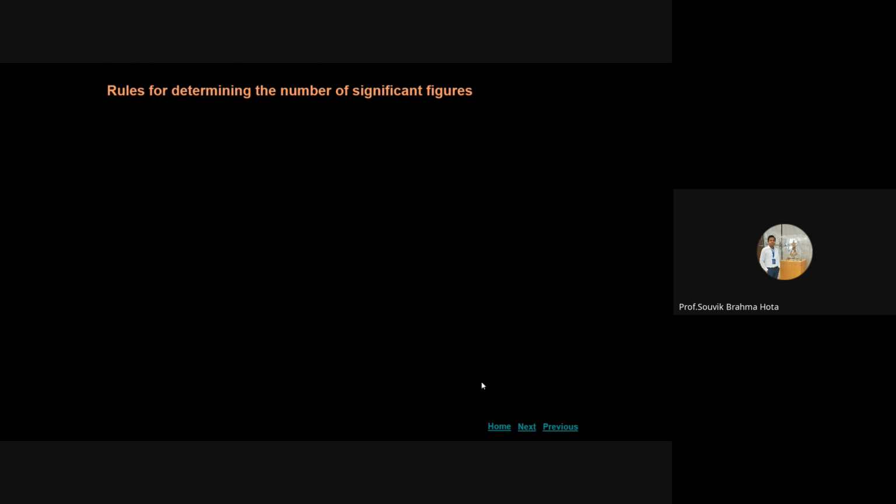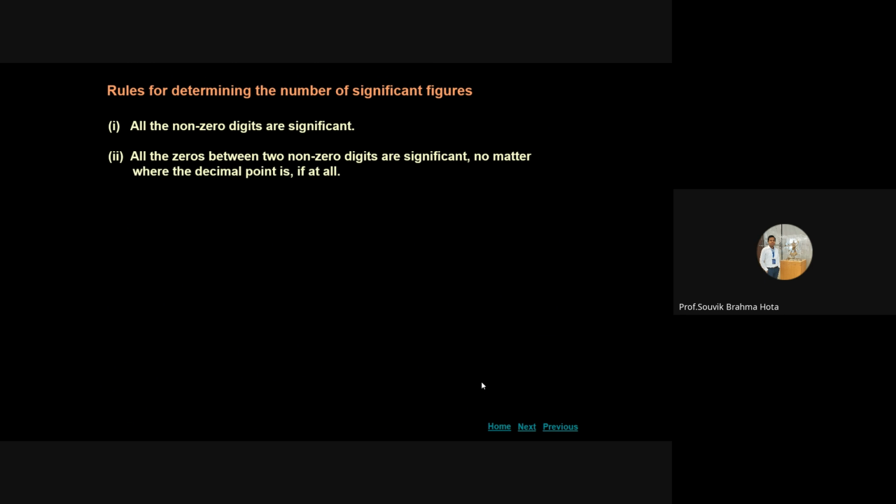So rules for determining the number of significant figures. All the non-zero digits are significant. All the zeros between two non-zero digits are significant, no matter where the decimal point is.